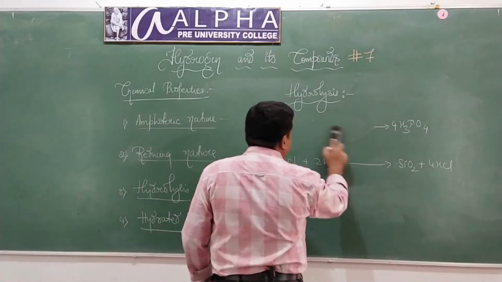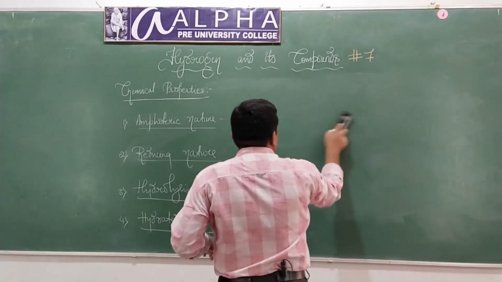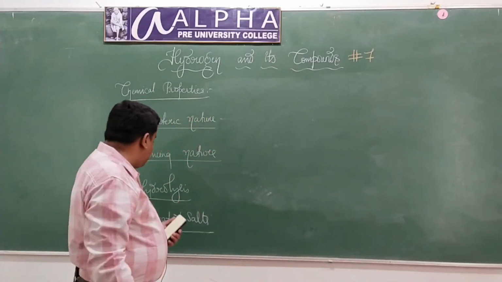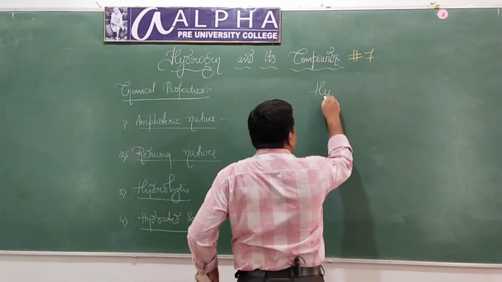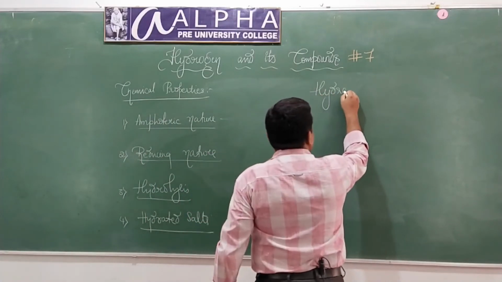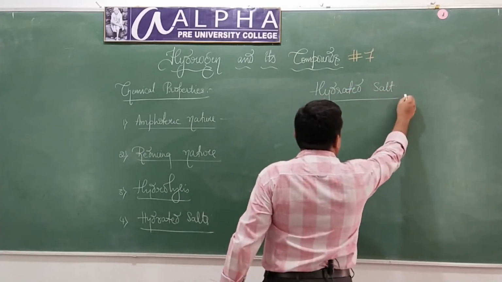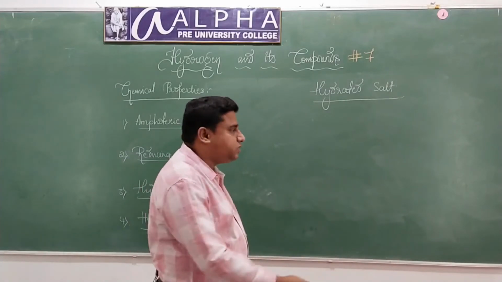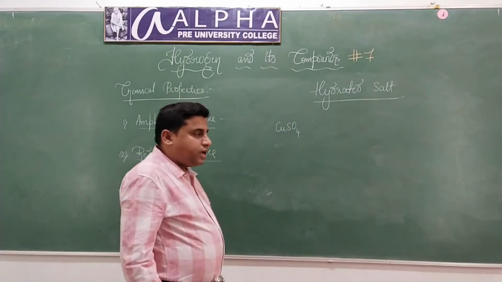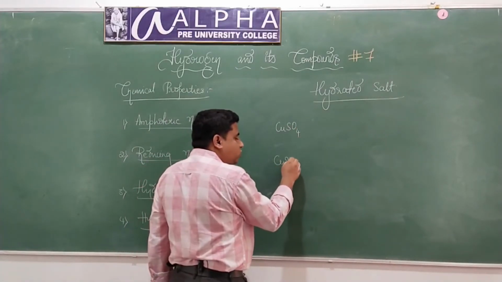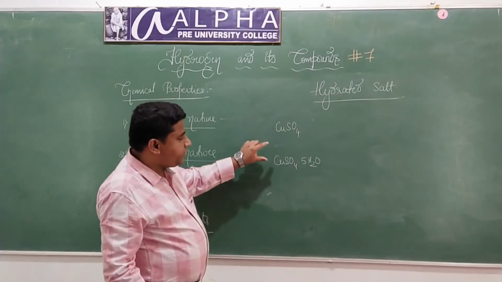Next, let us talk about hydrated salts. What do you mean by hydrated salts? Guys, we have come across 2 types of copper sulfate, isn't it? What are those 2 types? One is just CuSO4 and the other one is CuSO4.5H2O. What is the difference between this copper sulfate and this copper sulfate?